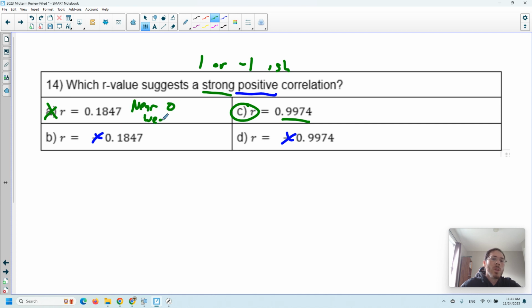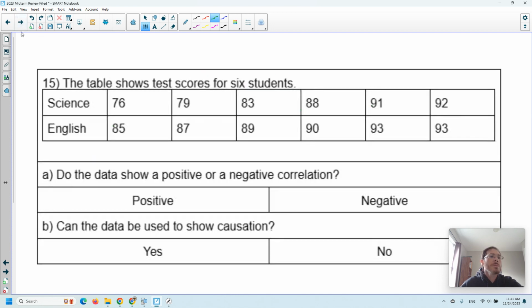So this one would be a weak choice. That would be weak because it's close to 0.